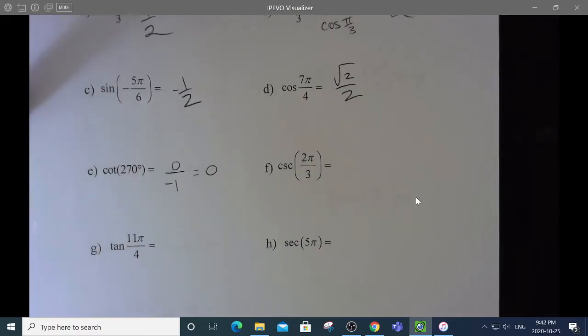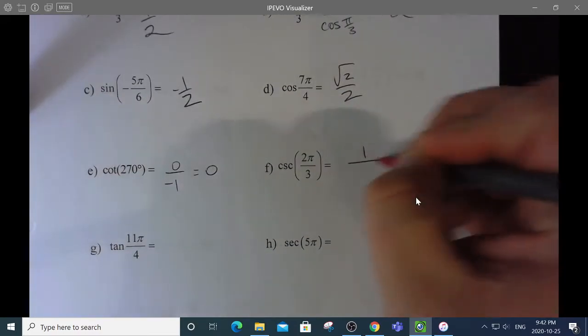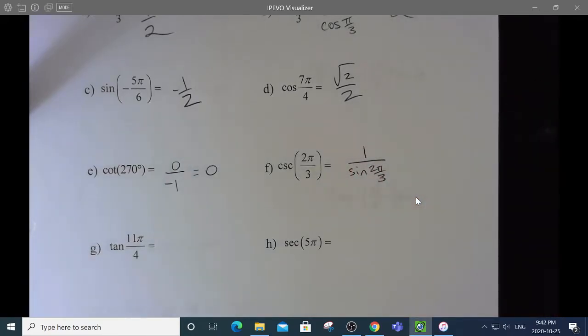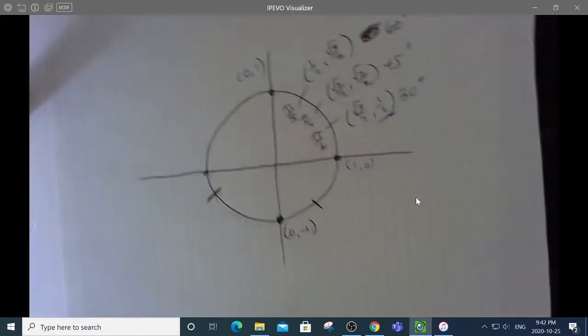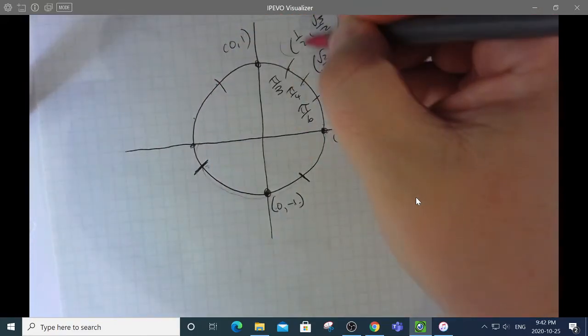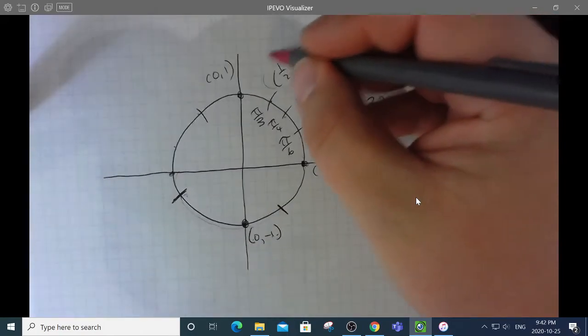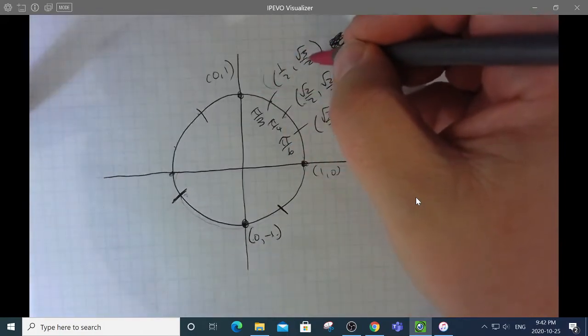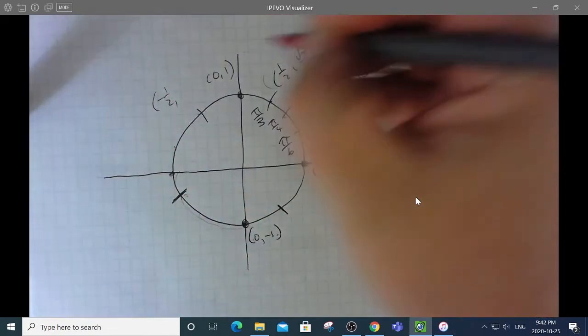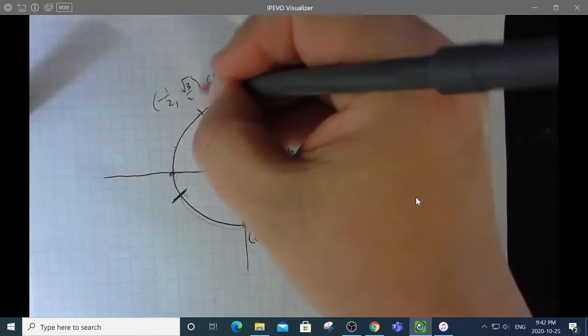Okay, cosecant of 2 pi by 3, that's 1 over the sine of 2 pi by 3. And so 2 pi by 3 is over here, right? There's 1/3, 2/3, so it's the same coordinates as this. It's in the pi by 3 family. It's the same coordinates as this, except x is going to be negative. So that's negative 1/2, root 3 over 2.